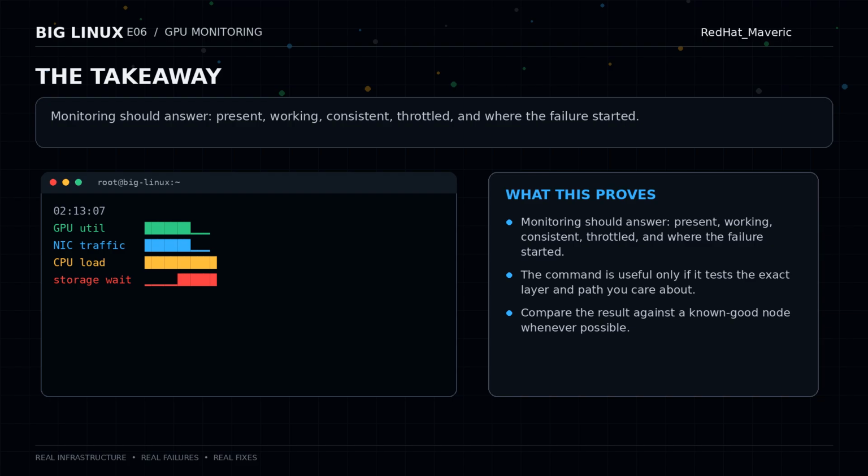The goal is not to collect every possible metric. The goal is to answer questions quickly. Is every GPU present? Are they all working? Are they behaving consistently? Is one device throttling? Did the failure start on the GPU, the host, or the network? If the dashboard can answer those questions, it is useful. If it just looks like the bridge of the Enterprise, it is decoration. And don't get me wrong, I like decoration. I just want it to tell me why the cluster is broken too.